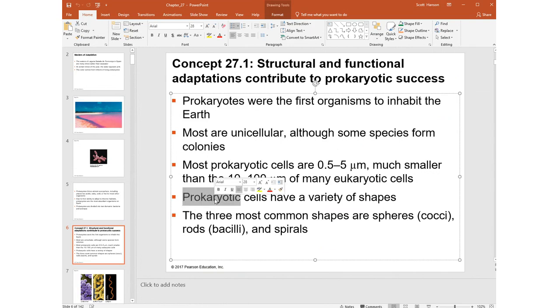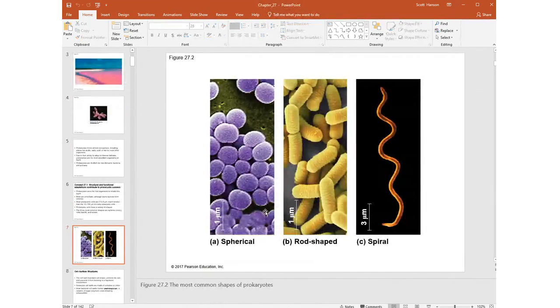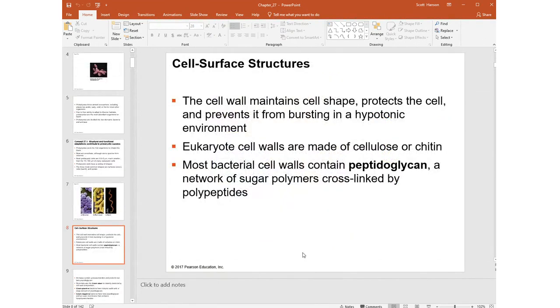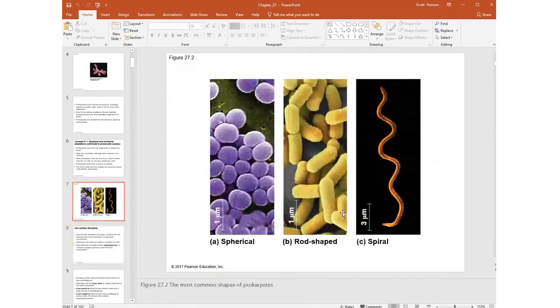So the prokaryotic cells have a variety of different shapes and sizes. The three most common shapes are spheres, which they call cocci, rod-shaped, which they call bacilli, and then spirals. Here you can see some spherical cocci, some rod-shaped bacilli, and then some spiral. A lot of these are called spirochetes because of their kind of crazy spiral shape. For example, Lyme disease is caused by a type of spirochete with the spiral shape.